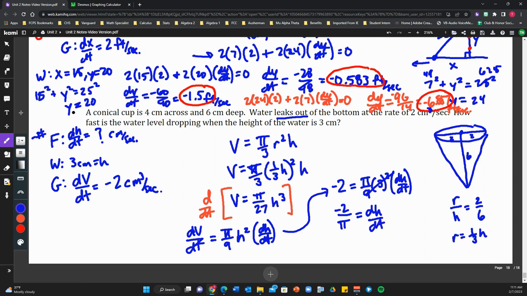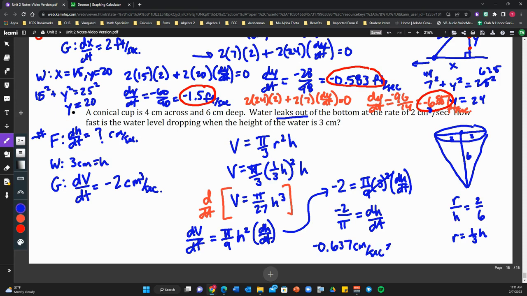So let's get a decimal value for that. It's going to be a little bit less than 0.6-ish. So, excuse me, a little bit more. So we get negative 0.637. And again, we're measuring in centimeters per second.